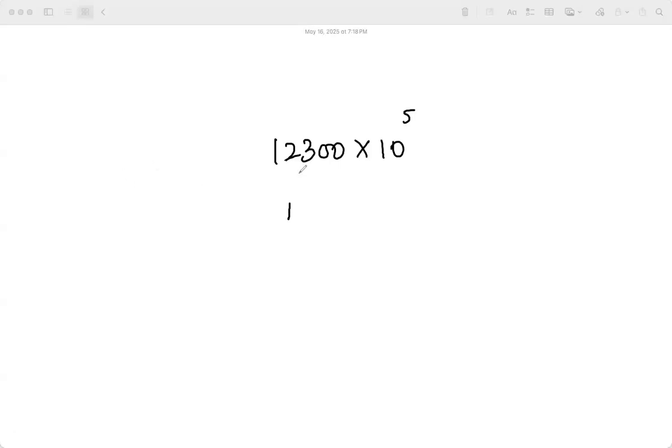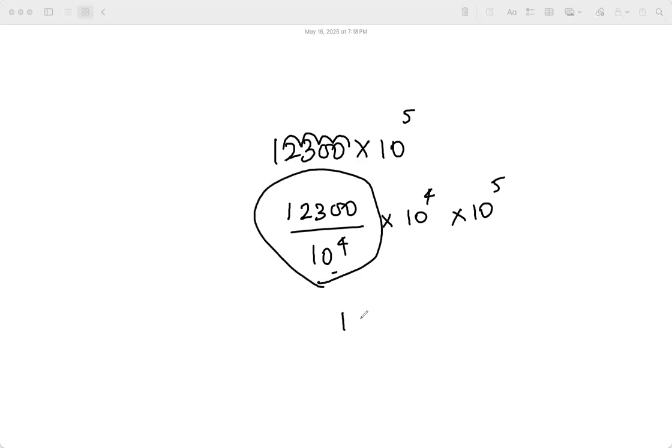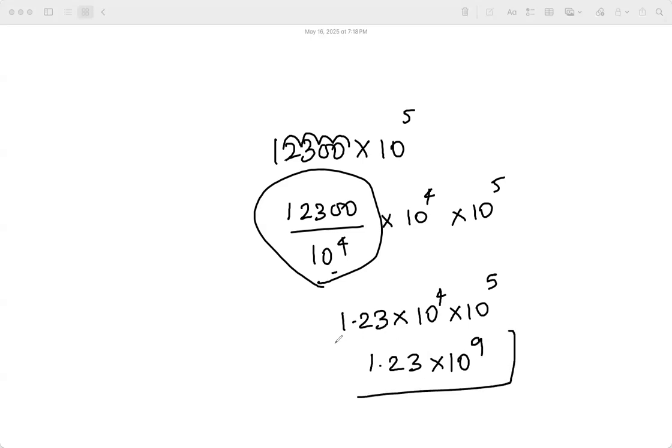When you look at it, you have to go back 1, 2, 3, 4 zeros, right? Going back means you're going to divide, okay. 12300, divide by 10 power of 4, you're going to use. Times 10 power of 4, you do it so that you don't change the value of the number. See, multiplying and dividing by the same number means multiplying by 1, right? Now you use this to bring it to 1.23 times 10 power of 4 times 10 power of 5. Now what happens? 1.23 times 10 power of 9.